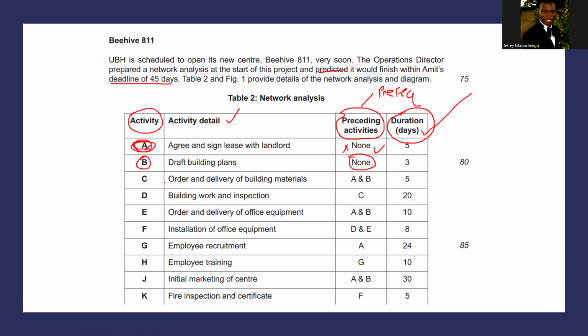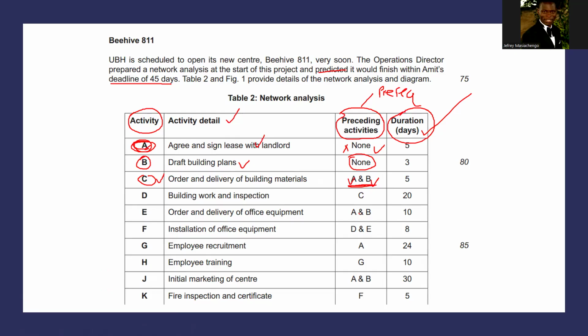Look at C, activity C, which is ordering and delivery of building materials. Activity A is supposed to be completed first, and activity B is supposed to be completed before we embark on activity what? C. It's making sense. It means in this case, we want to have a lease agreement with our landlord. We can't order building materials before we sign a lease agreement. We can't order material before we draft building plans. So it means in this case, preceding, it means A and B must be completed first for C to start.